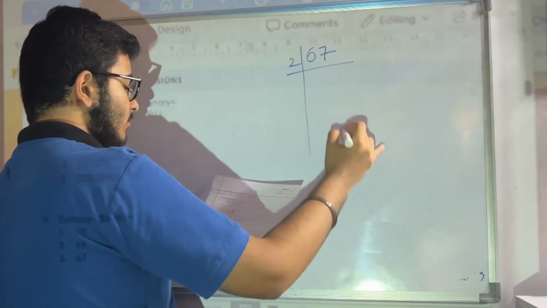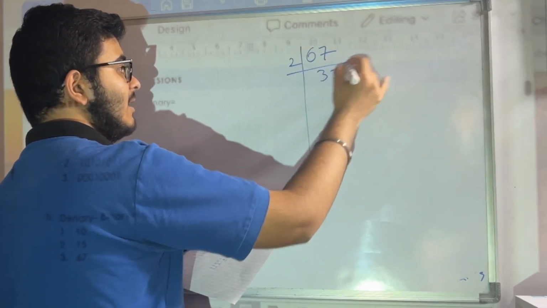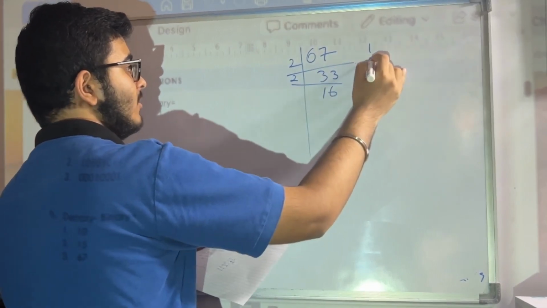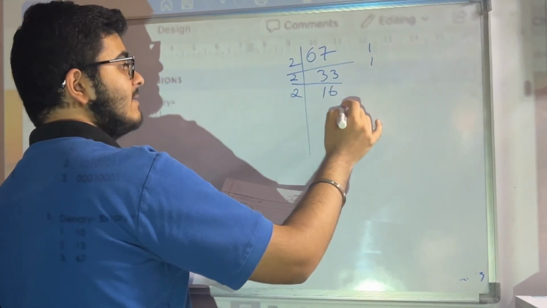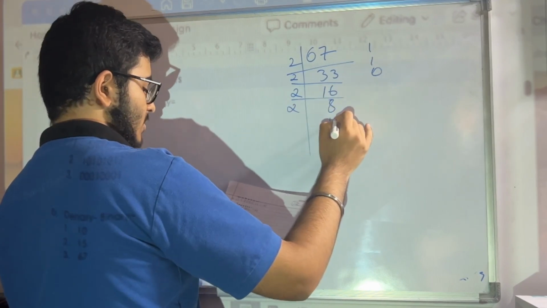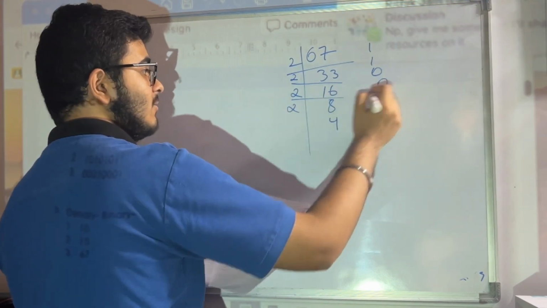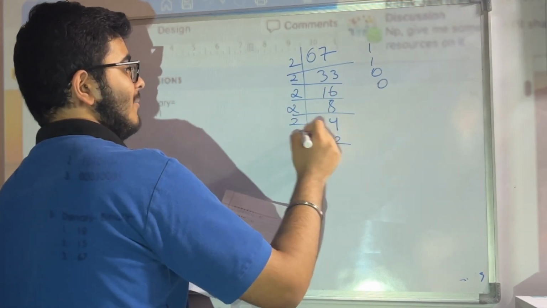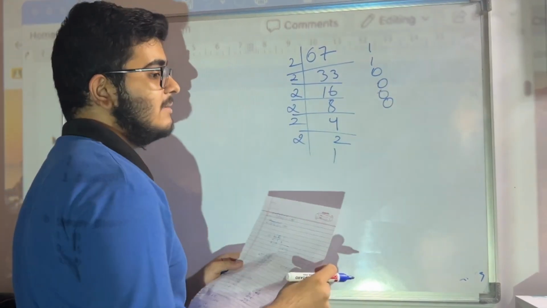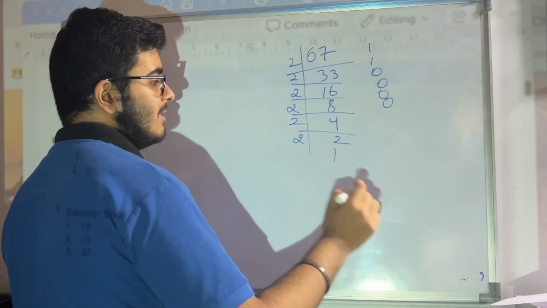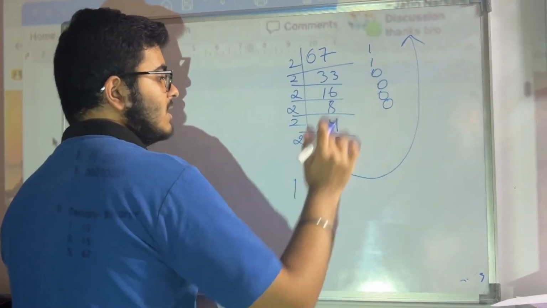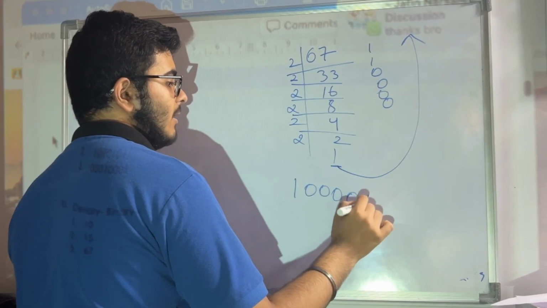So dividing it by 2, we'll divide it by 33, remainder is going to be 1. We'll divide it by 16, remainder is again going to be 1. 2 8s are 16, remainder is going to be 0. 2 4s are 8, remainder is again going to be 0. 2 2s are 4, remainder is again going to be 0. 2 1s are 2, and remainder is again going to be 0. Now as you can see, we'll start from the end digit towards the top. We'll get 1 0 0 0 0 0 1 1.